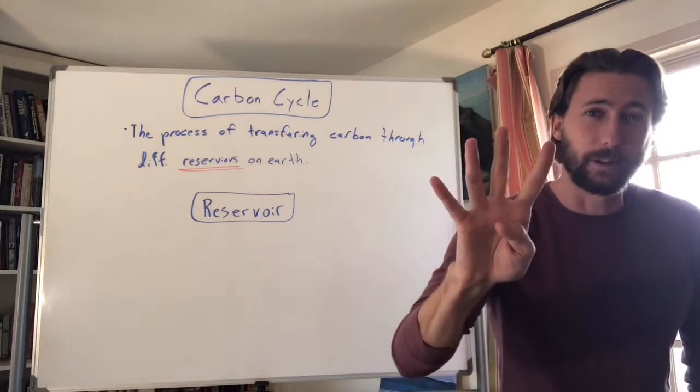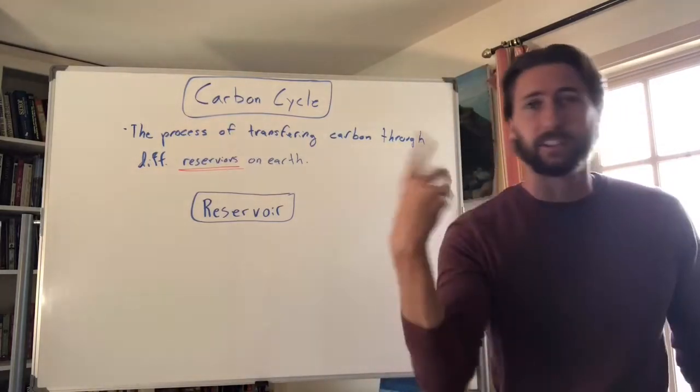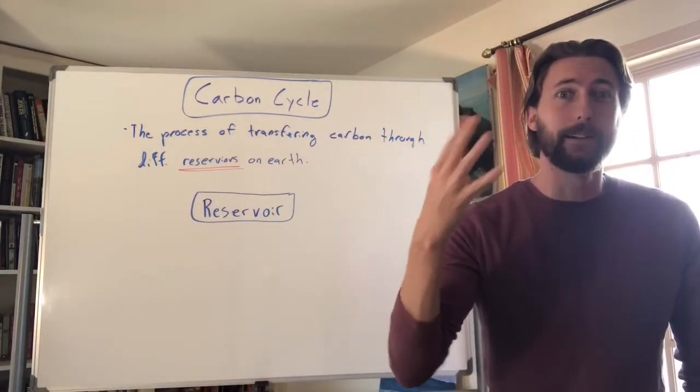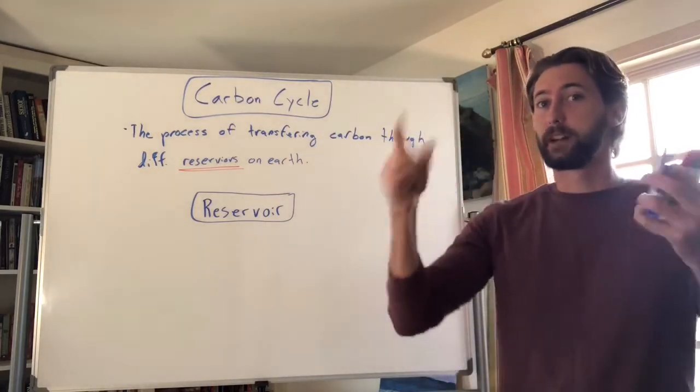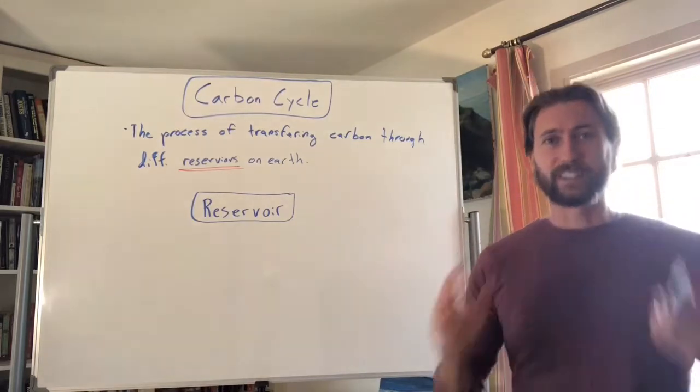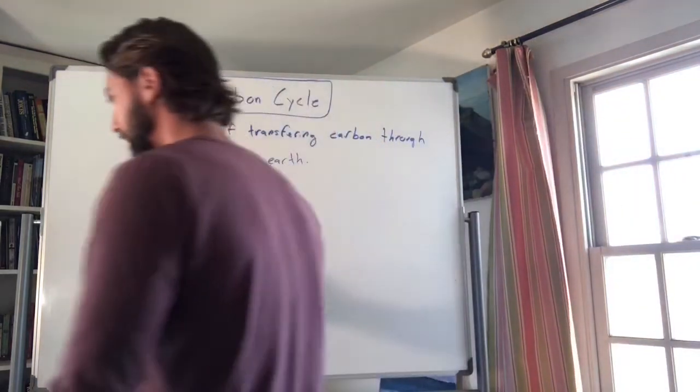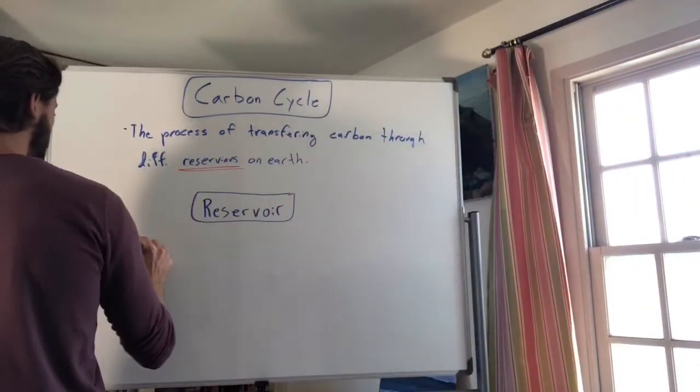And there's 4 reservoirs we're going to talk about today. We're going to talk about the atmosphere, lithosphere, hydrosphere, biosphere, right? 4 of them. Carbon can be in any of those places, right? So that was quick, but I'll tell you more about it. So let's do the definition of a reservoir real quick. A reservoir, okay, is a place where compounds are stored.